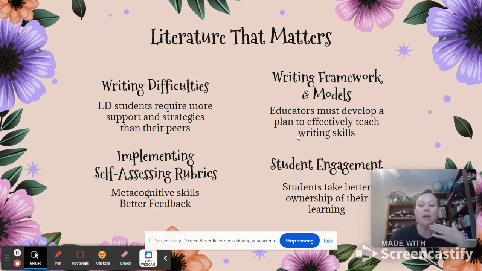So then I want to enter into implementing self-assessing rubrics after the framework of a writing process. When you give them a rubric where they can look at it and self-assess their work, my goal is for them to be able to understand their strengths and their weaknesses. And also it increases those metacognitive skills.